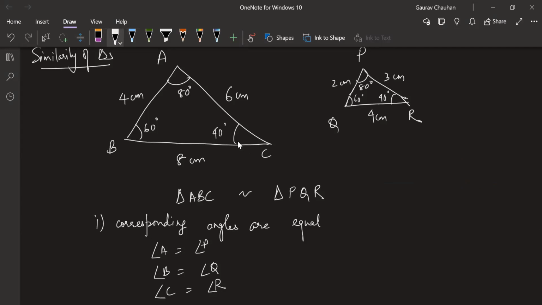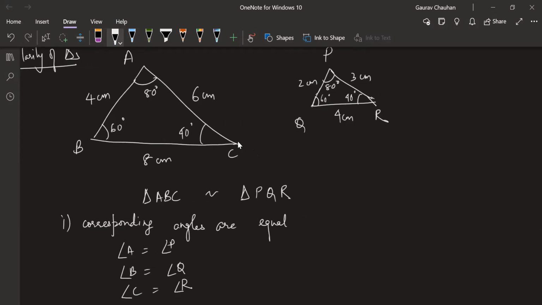To get to the side AB, what we can say is it is 2 into PQ. In the same way, BC is equal to 2 into QR, and AC is equal to 2 into PR. In a way, this is what we can say. Now it need not be 2 times only.